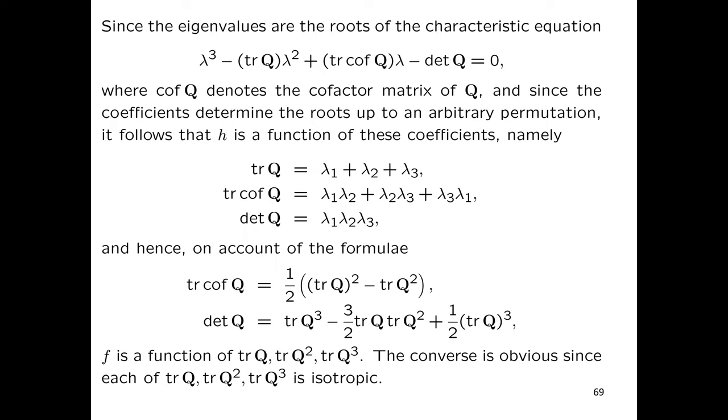So these formulas enable you to write the trace of the cofactor of Q in terms of trace Q and trace Q squared, and the determinant of Q is given by this formula. So that means that F is a function of trace Q, trace Q squared, and trace Q cubed. And the converse is obvious since each of those things is isotropic.